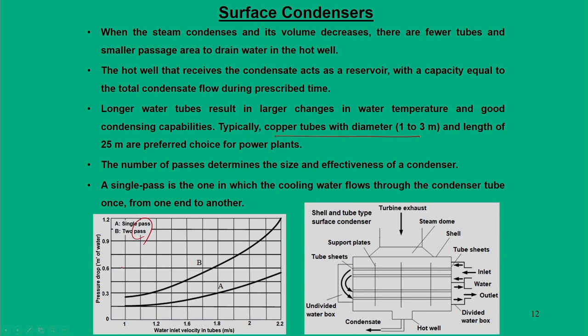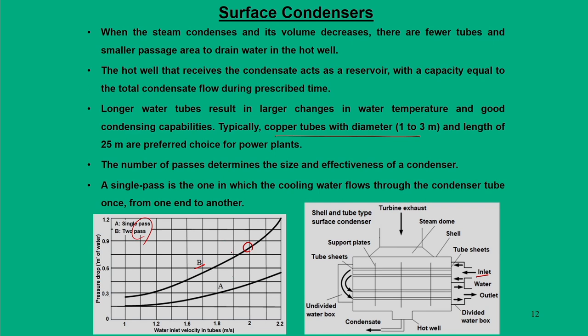pass. So, as you can see, for a given water velocity, if you try to link how much pressure drop takes place, you can see two things. For a given flow rate of inlet velocity of water, which at this location, let us say, is 2 meter per second, if you go for a two pass type of system, that means you allow the water to circulate two times, then we have a larger pressure drop. So, for two pass systems we have a larger pressure drop.